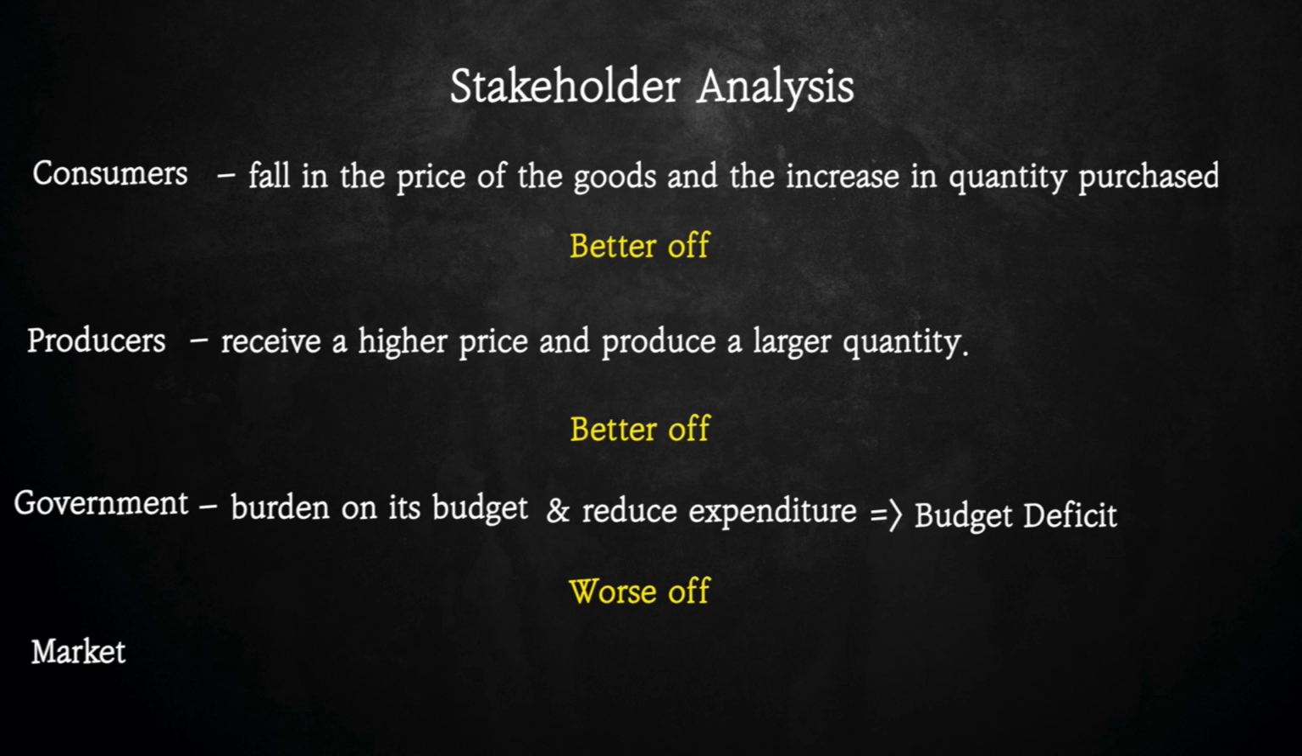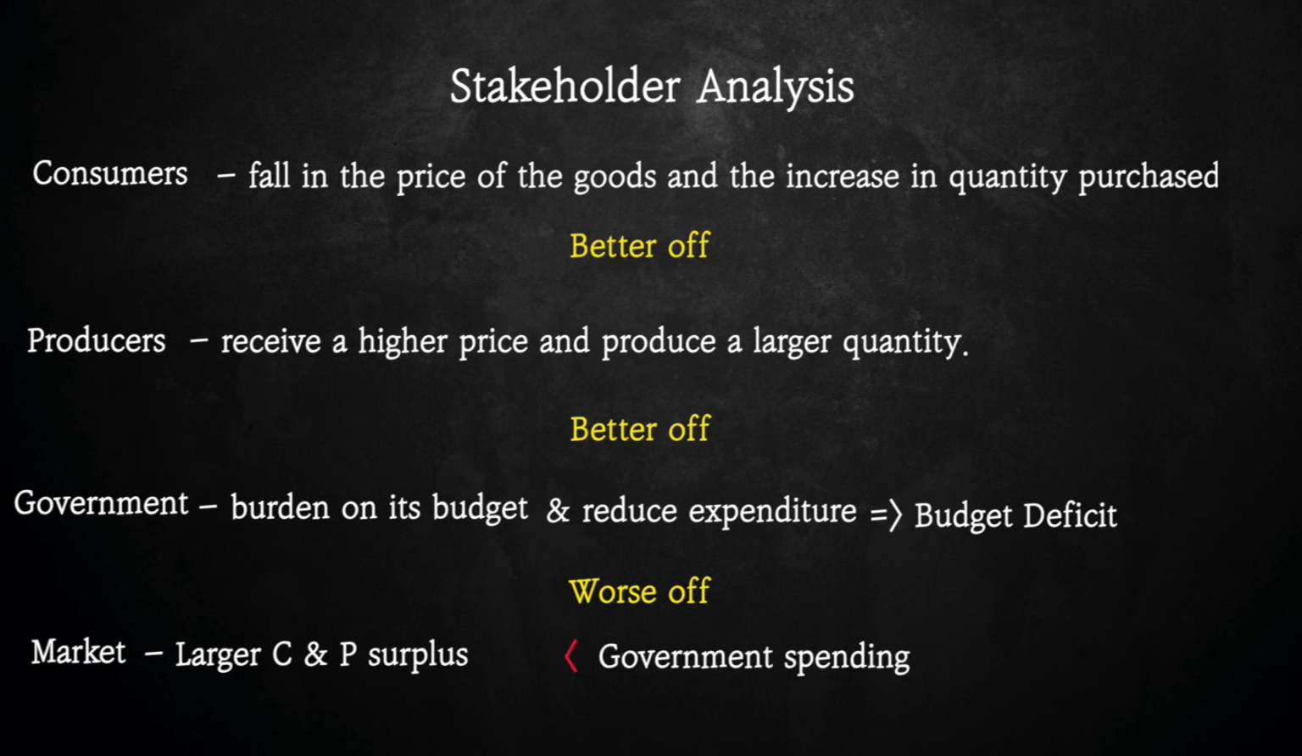From a market perspective, the granting of a subsidy results in greater consumer and producer surplus. However, society loses overall due to government spending on the subsidy. Since the loss from government spending is greater than the gain of consumer and producer surplus, welfare loss results, reflecting allocative inefficiency, which in this case is due to overproduction.